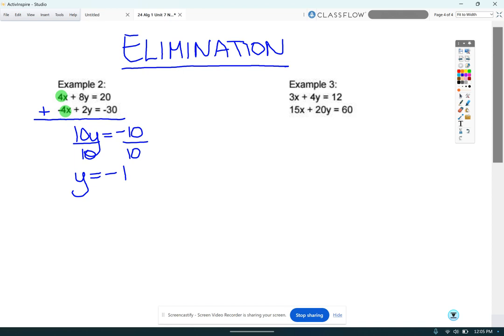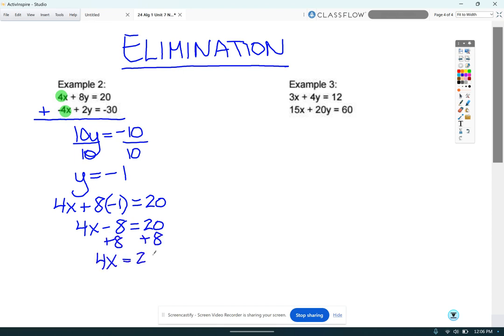Now, once I have that solution, I pick one of the two equations. It does not matter which one. I'm going to use the first one, and I substitute that negative 1 in for the y. So I get 4x minus 8 equals 20. Add 8 to both sides. I get 4x equals 28. Divide both sides by 4, and I get x equals 7. If I had graphed these two graphs, they would intersect at the point 7, negative 1.